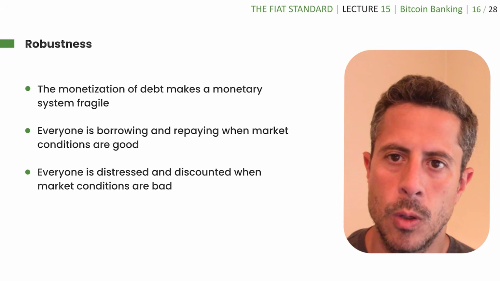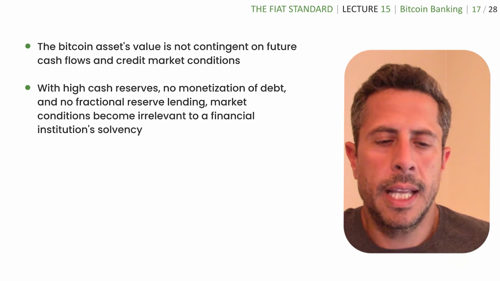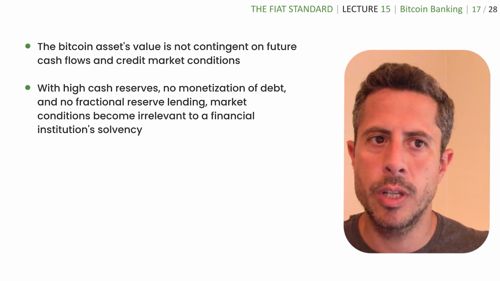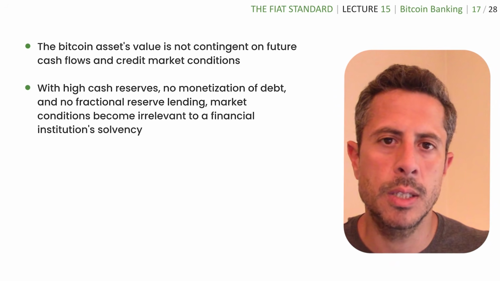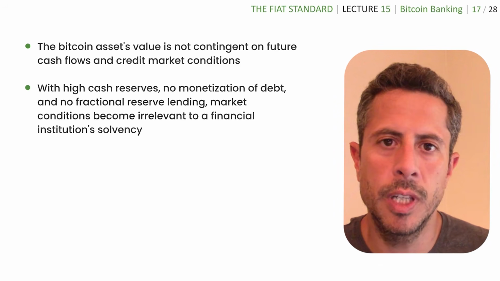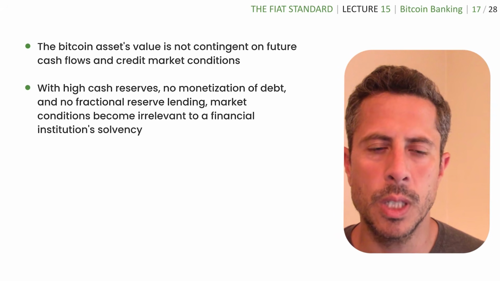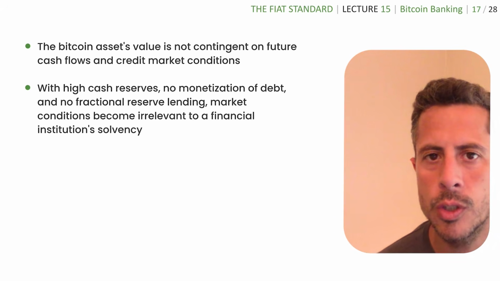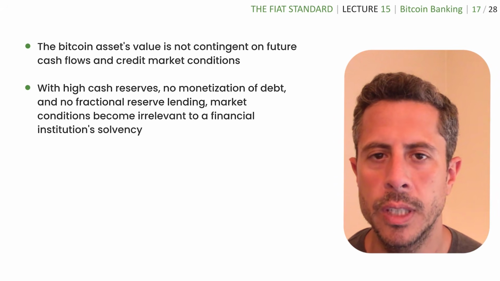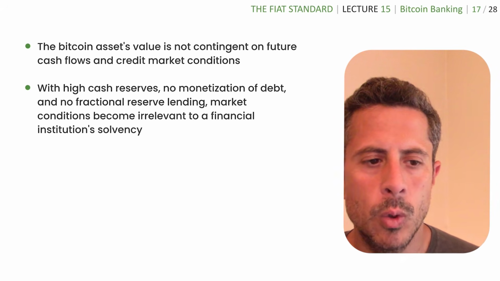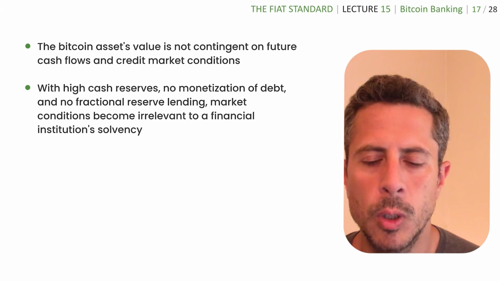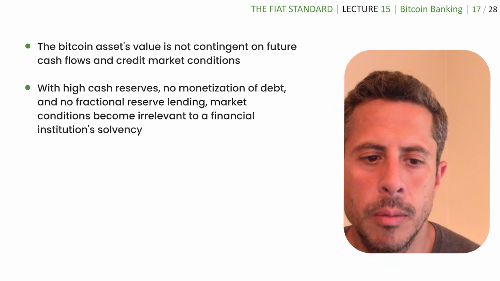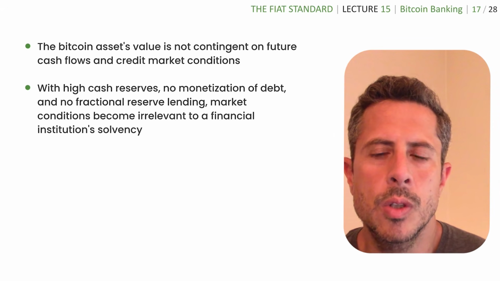who is overexposed. So with Bitcoin, on the other hand, the asset's value is not contingent on future cash flows and credit market conditions. It doesn't matter who can pay their debt. Your money is not dependent on other people fulfilling obligations for other people. The thing just works. It has its value in it, like gold. It doesn't have a cash flow. It's not contingent on anybody performing what they need to perform. So in a world in which we have high cash reserves, with no monetization of debt, no fractional reserve lending, market conditions become irrelevant to a financial institution's solvency.